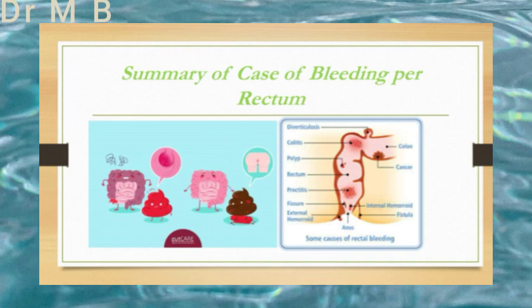Then you will ask whether bleeding is painful or painless. Then ask about whether something is coming out of the anal canal or not. Then ask about whether blood is mixed with stool or separate. Then ask about associated symptoms like weight loss, abdominal pain, constipation and diarrhea, etc. At last, say thank you to the patient.